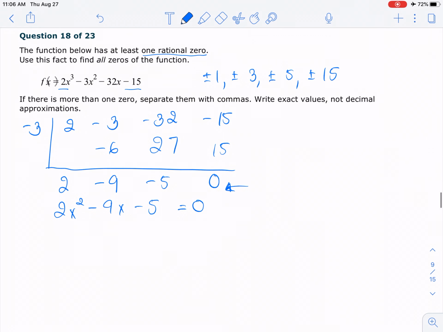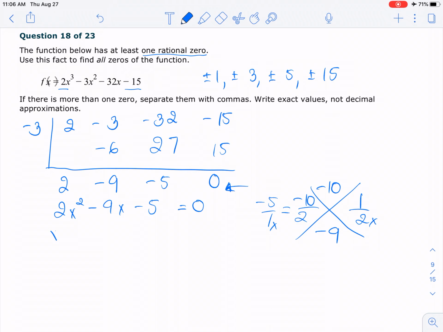I wonder if we can factor this. I'm going to try to factor first. If we can't, we go back and use the quadratic formula. So negative 10, because I take 2 times negative 5. Pick two numbers that multiply to negative 10 and add to negative 9. In this case, it's negative 10 and 1. All right, so I'm going to divide by 2 and reduce it. We're lucky.